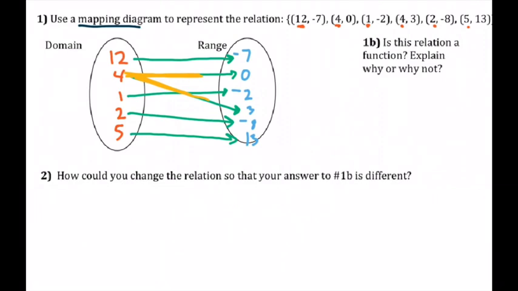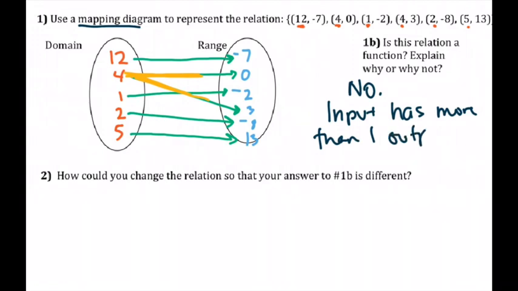So the question, is this a function? Explain why or why not. The answer is no, it's not a function. The reason is because there is an input that has more than one output. Specifically, 4 has an output of 0, and 4 also has an output of 3. And that's the problem. So this is not a function. It's still a set of ordered points. It's still a relation. I can still graph all the points, but it's just not a function.